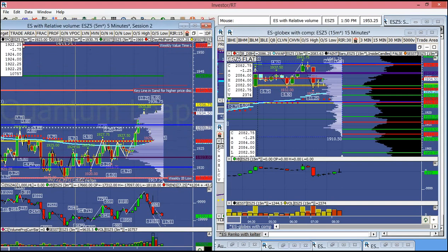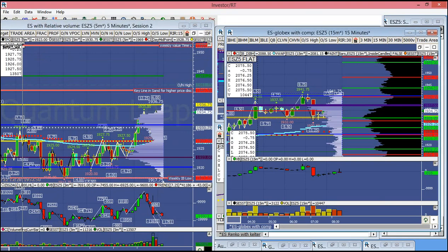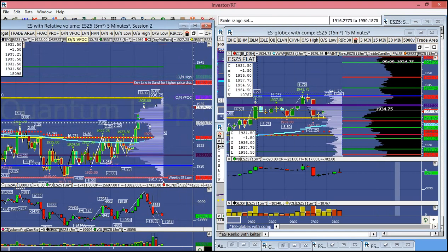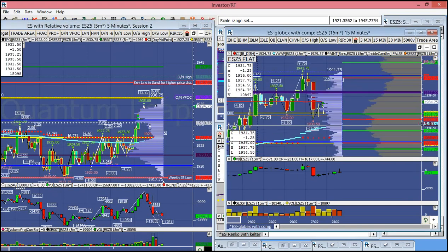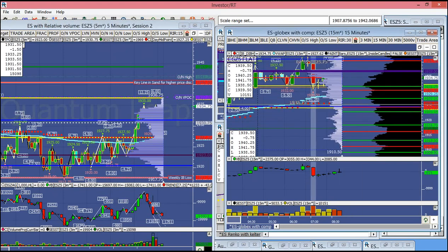Our overnight high is up at 41.75. And our VPOC, which is likely not going to change, is 1937. And really, this has been a pretty toothy overnight move. Very, very ugly looking profile. A lot of HVNs, no clear distribution.